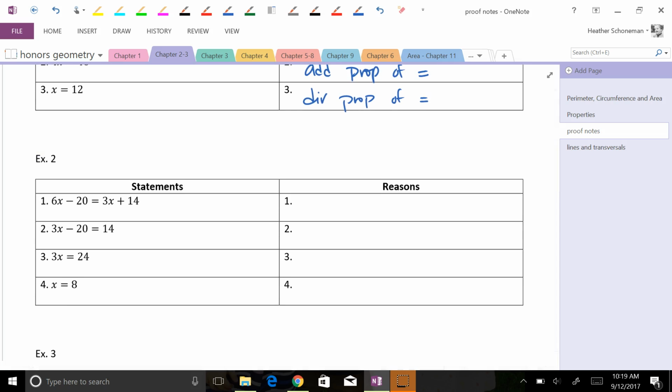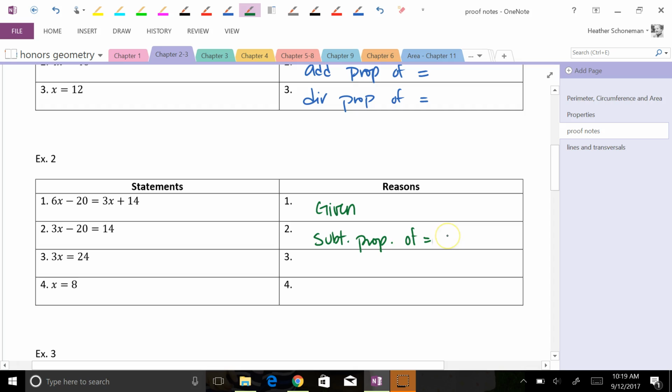Alright, let's look at the second one. On example 2, first they give us the equation. Well, whatever the equation is, that's just given. We can't do anything about that. So then let's see what they did to start solving. Well, it looks like they moved 3x to the left. So they subtracted 3x from both sides. So if you subtract something from both sides, that is the subtraction property of equality.